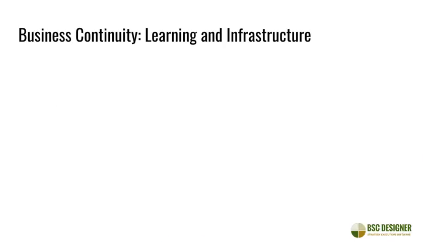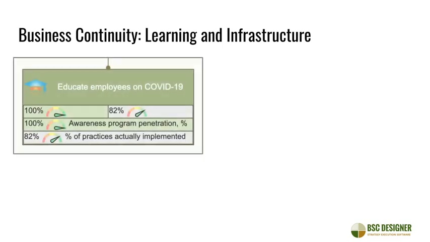Now let's talk about different goals in different perspectives in this continuity strategy template. So we'll start from the bottom, from the learning and infrastructure perspective. So the first goal, educate employees on COVID-19. I think the goal is clear. There is a lot of information from government authorities, from medical authorities, and from the business viewpoint, it's important to reflect this information, to understand how all this is and can be applied to the realities of your organization, to the realities of your business.